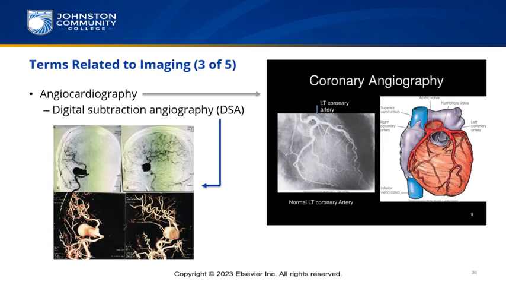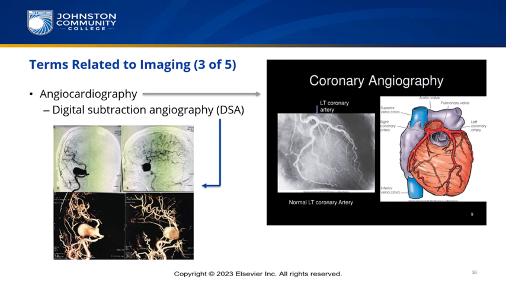Next we have angiocardiography. Remember, angio is our combining form for vessel. Cardio is the combining form for heart, and graphy again is the suffix for process of recording. Angiocardiography is the injection of a radiopaque substance during the cardiac catheterization for the purpose of imaging the heart and the related structures. Then we have digital subtraction angiography.